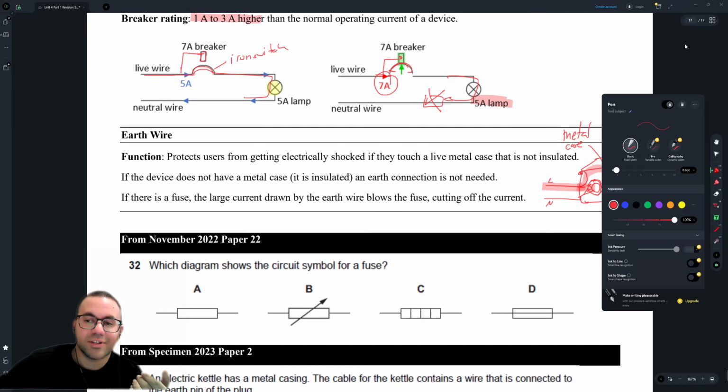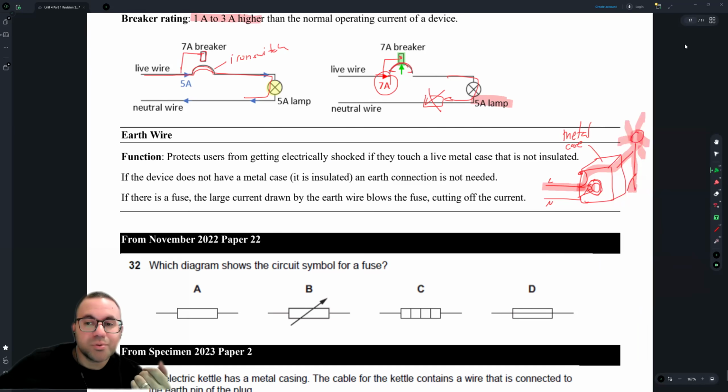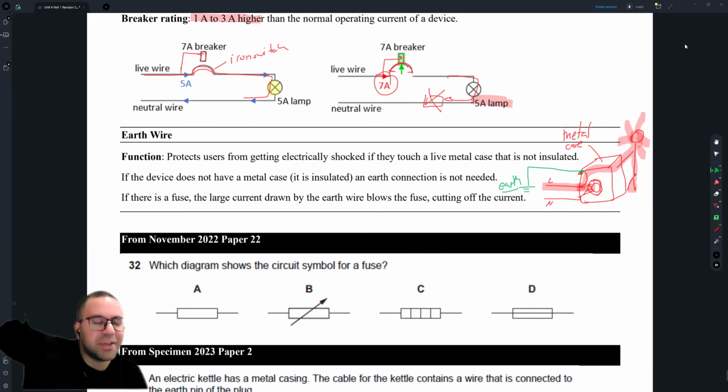Okay? That's bad. So what we do is we connect a new wire to the metal case that's not part of the circuit. And we connect it to the ground or the earth. When I say ground or earth, I actually mean a big metal rod inside a building. It has to be a conductor. We just call it earthing because it's not part of the circuit. So instead of the current going through you, well, that's not a good idea. The current goes through what?